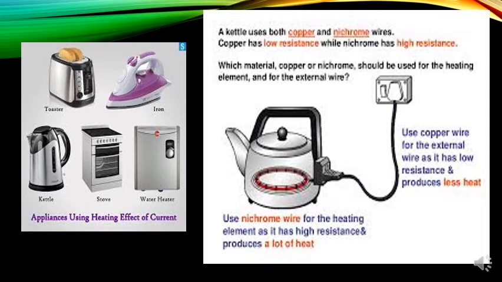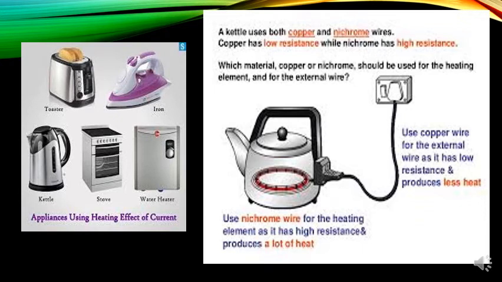Dear students, this is going to be the last concept in this chapter, electricity. That is, applications of heating effect of electric current. The heating effect of current is utilized in working of electrical heating appliances such as electric iron, electric kettle, electric toaster, electric oven, room heaters, water heaters, etc. All these heating appliances contain coils of high resistance, usually made up of nichrome alloy.